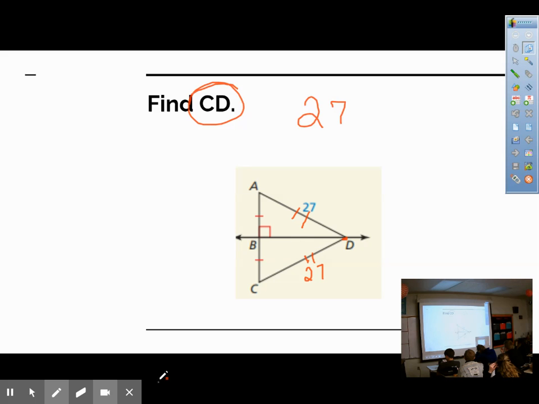Okay. Now, I think that's our last one on chunk one. Okay. What questions do you have for me about perpendicular bisectors?